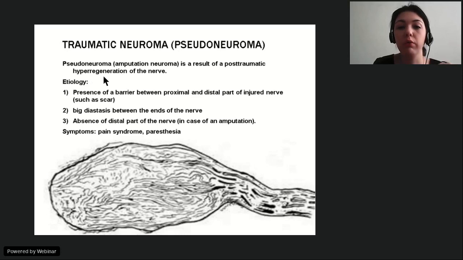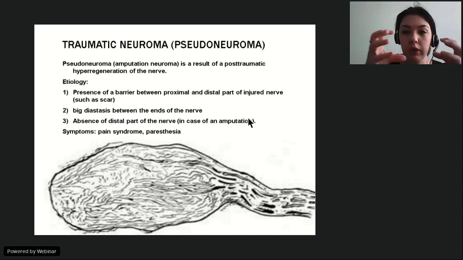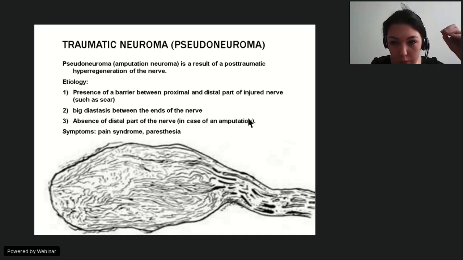So etiology. In which cases does it happen? Presence of a barrier between proximal and distal parts of the injured nerve, such as a scar. Big diastasis, a big gap between the ends of the nerve. And absence of the distal part of the nerve. If there is no distal part of the nerve at all, like in case of an amputation, then the growth cone, this axon, starts to grow and has no place to insert. There is no myelin sheath where it can insert, and so a neuroma is formed.